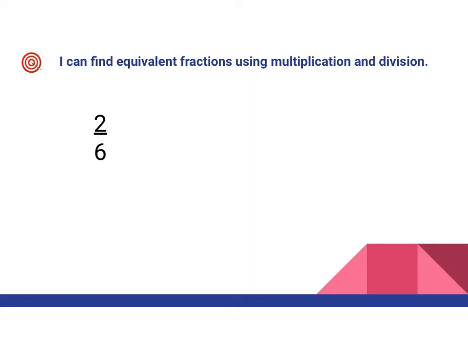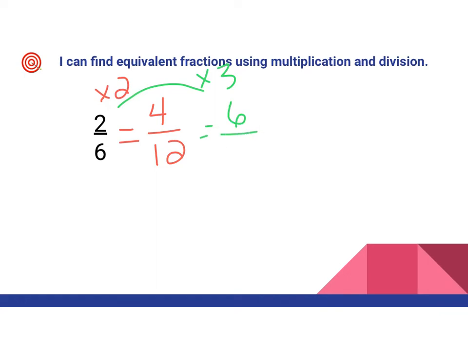Now there are an infinite number of equivalent fractions you could have found to 2/6. I could multiply both the numerator and denominator by 2, and I would get 2 times 2 is 4, 6 times 2 is 12, 4/12 is an equivalent fraction to 2/6. I could also multiply both the numerator and denominator by 3, and so 2 times 3 is 6, 6 times 3 is 18. So therefore 6/18 is also equivalent to 2/6.